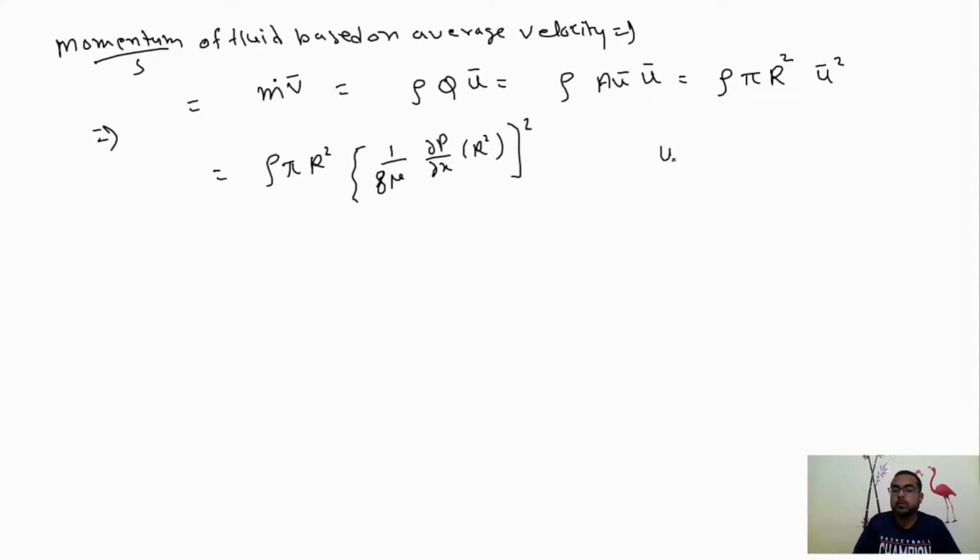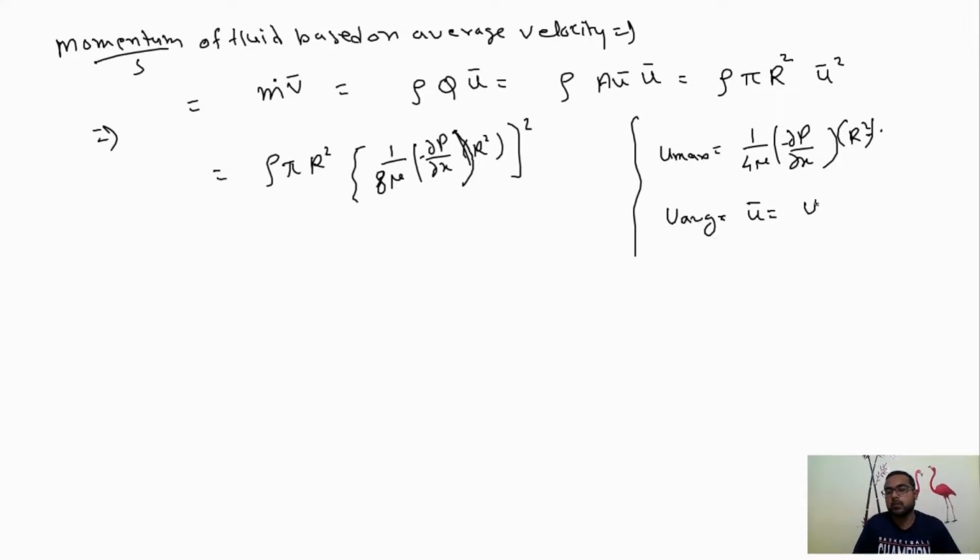Why? As we know, what is the U max? U max is 1 by 4 mu del p upon del x with minus sign, and R square, right? So we know that the average value is U max divided by 2 for viscous flow through a circular pipe. We know this relationship. So by putting this value, we get the answer. So this is the expression.